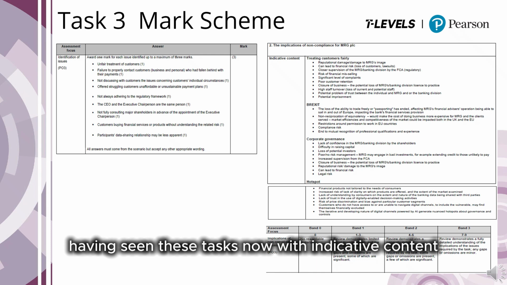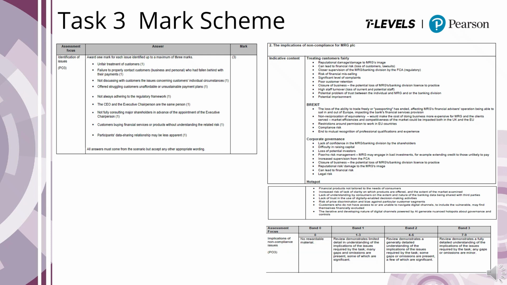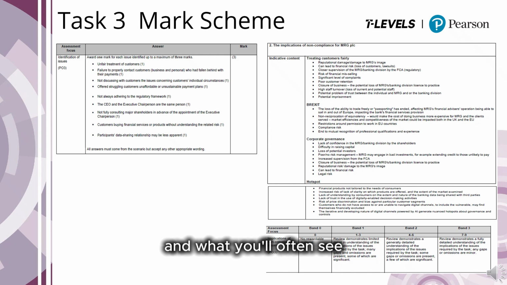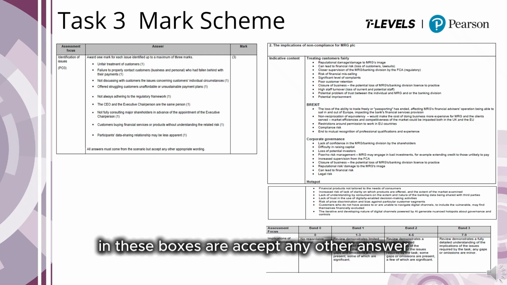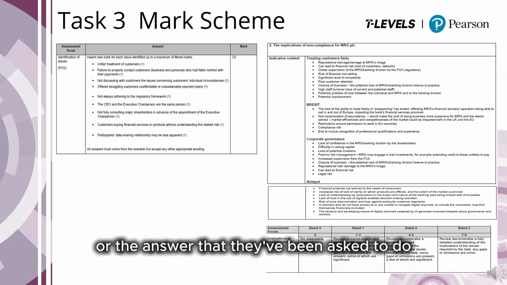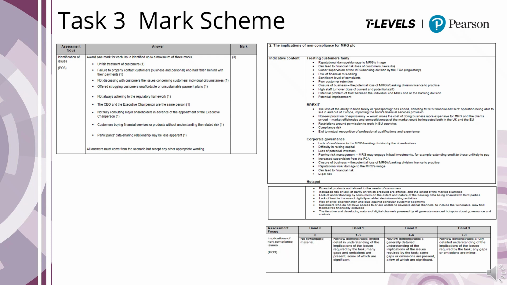Now with indicative content, they are generally going to be best guess ideas of what we're going to see. And what you'll often see in these boxes is "accept any other answer". That means that if a student has come up with an answer that is not in the indicative content, but it is relevant to the task or the answer that they're being asked to do, they will be awarded credit for that.